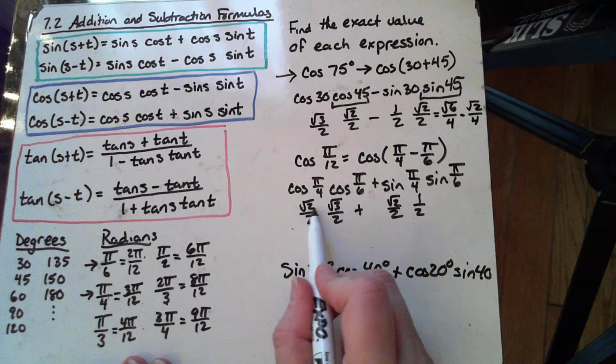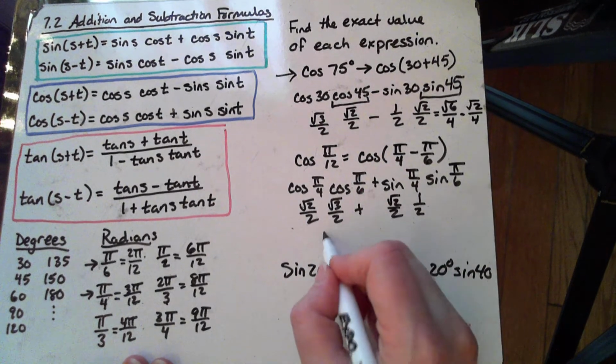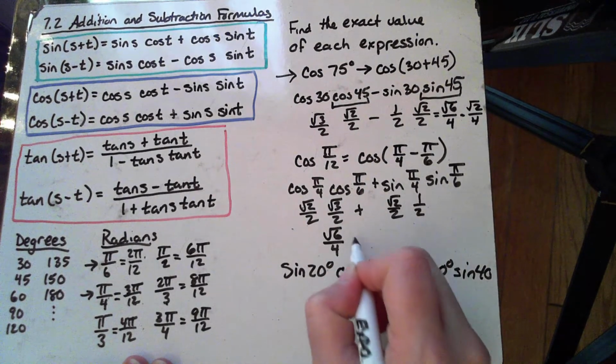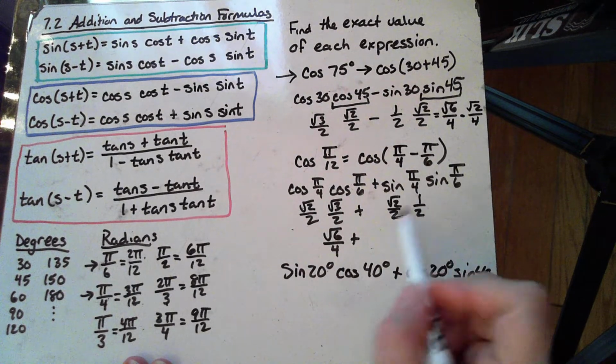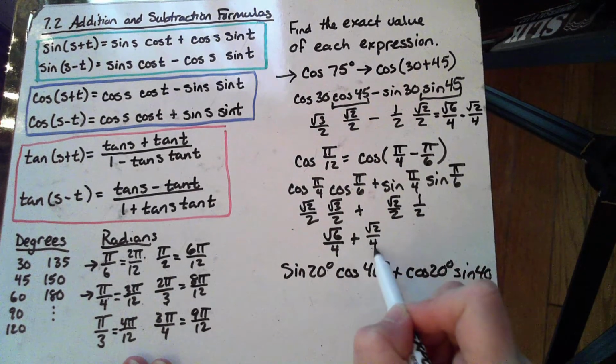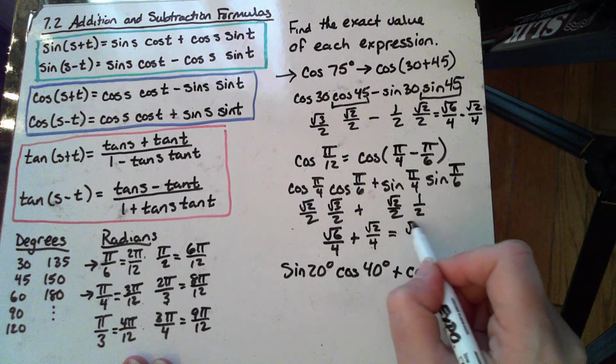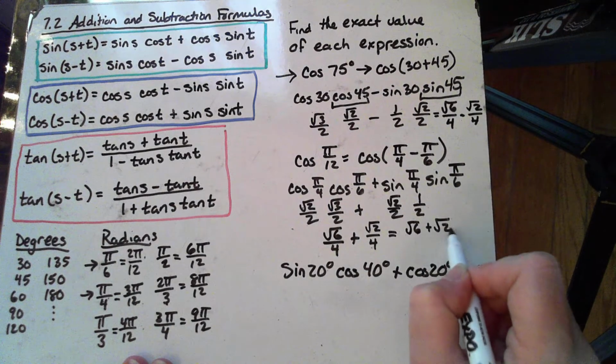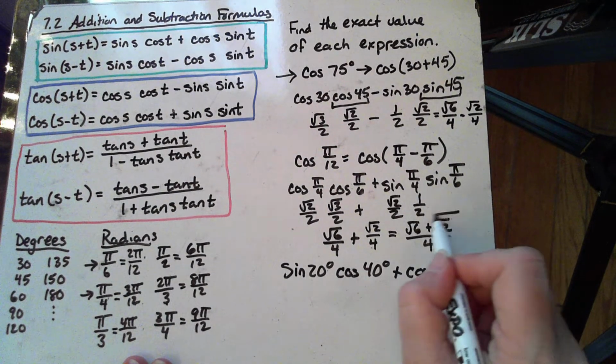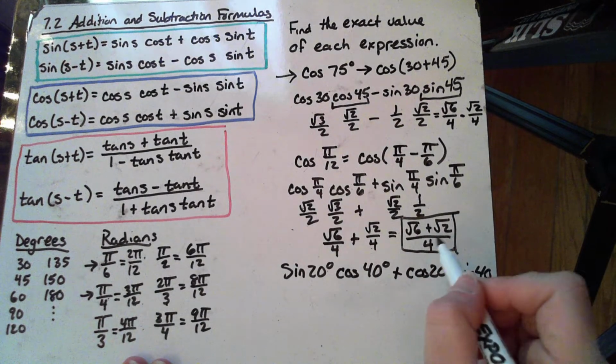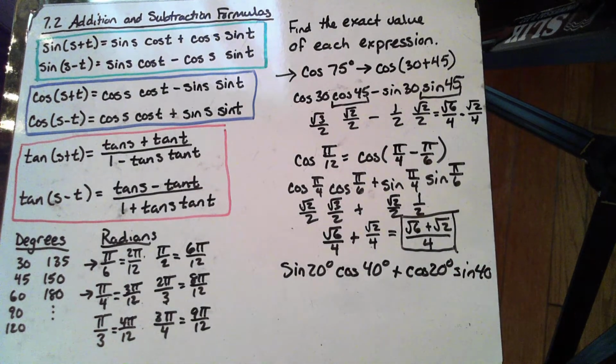This becomes square root 6 over 4. This becomes square root 2 over 4. And if I add them, I get square root 6 plus square root 2 over 4. And that's my final answer here. It is exact because I didn't round those square roots.